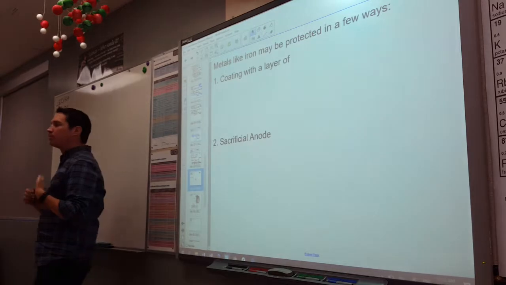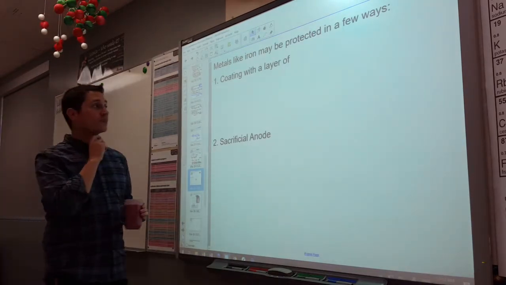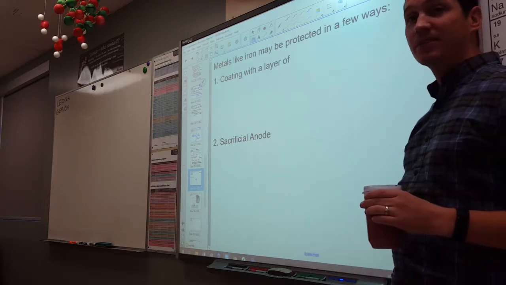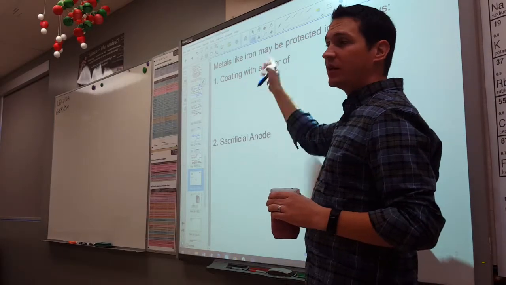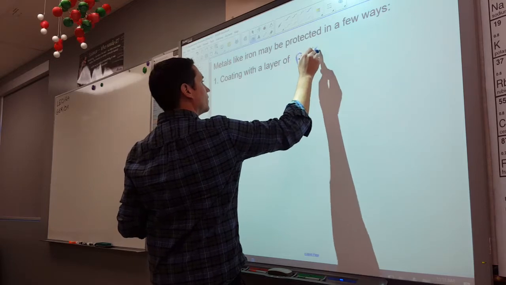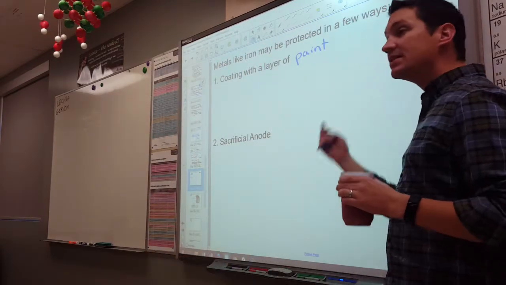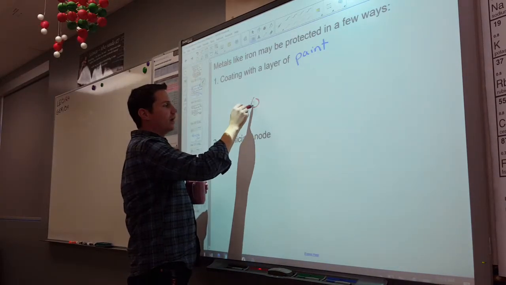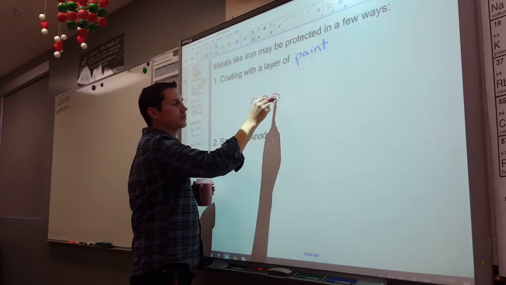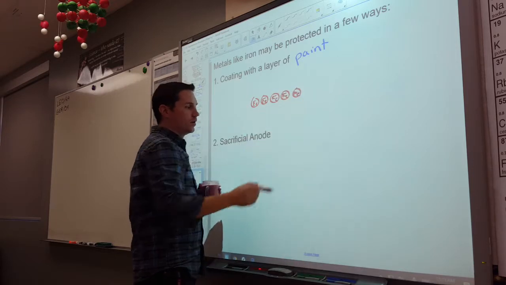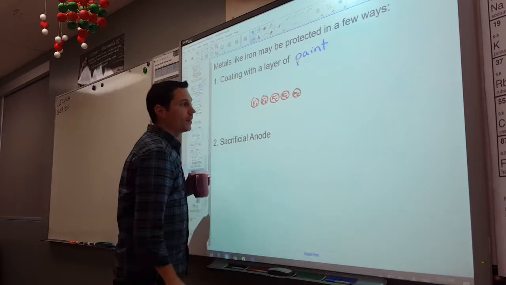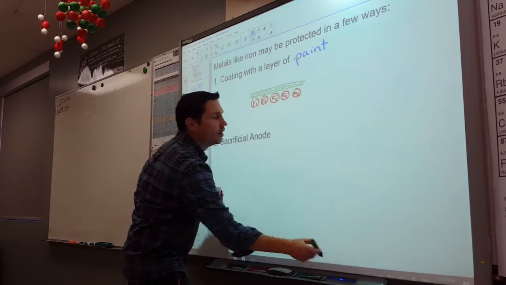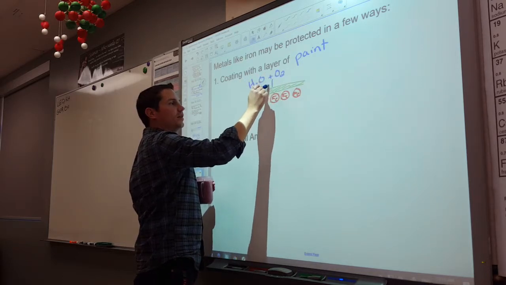But there's a lot of ways that we can prevent the rusting of iron or the corroding of a metal. Probably the most common way of preventing the corrosion of a metal is just coating it with a layer of what? Paint. Just paint your metal. Why does that prevent the oxidation of a metal? It's because these particles can't collide with each other and transfer electrons, right? And so here, if we have a layer of iron atoms, and if I paint it, then the water and the oxygen can't get at it.